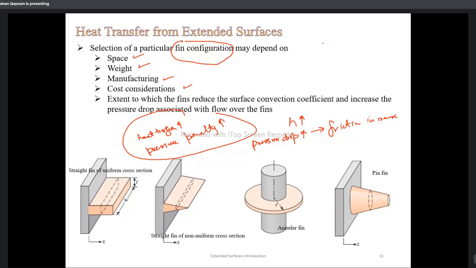It's not always like this; you can go for natural convection or forced convection. Whenever you go for an extended surface, you are increasing heat transfer and pressure penalty. Now it depends up to what extent you want to go. How much heat transfer do you want to increase? Pressure penalty will automatically increase. How far will you go? That will judge the performance of a system. So this is the deciding factor.